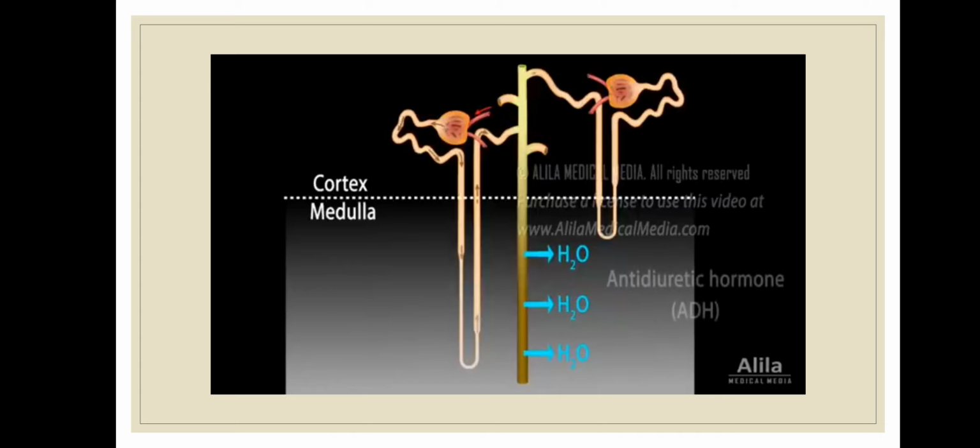The collecting duct is also under hormonal control, so it can adjust the amount of reabsorbed water according to the body's state of hydration. For example, when the body is dehydrated, more water is reabsorbed back to the blood, and the excreted urine is more concentrated.